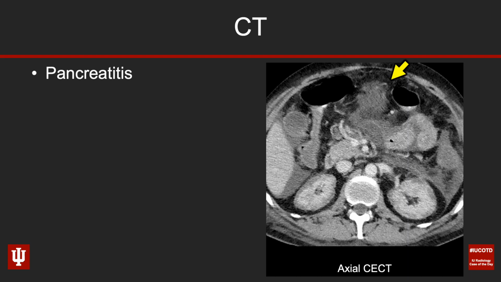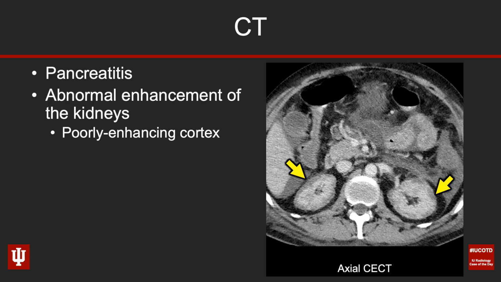Let's go over the imaging findings. On the axial contrast-enhanced CT image, we see extensive peripancreatic fluid and stranding reflective of their history of hemorrhagic pancreatitis. We see other things like ascites and pleural effusions on the coronal reformat. Of note are both kidneys, which enhance in an atypical manner. The cortex is poorly enhancing, while the medulla enhances in a more normal manner.